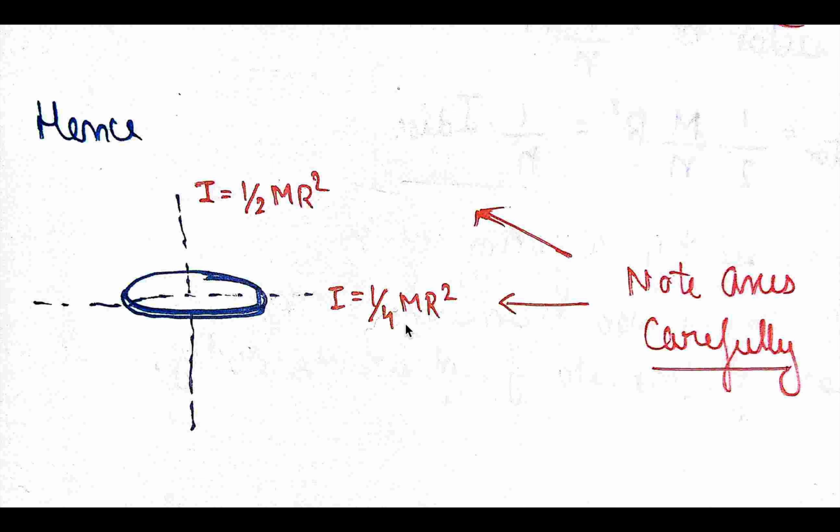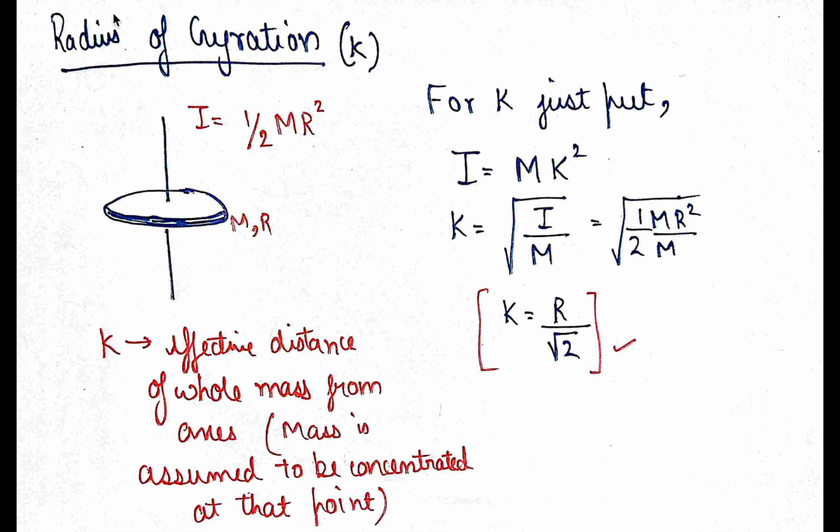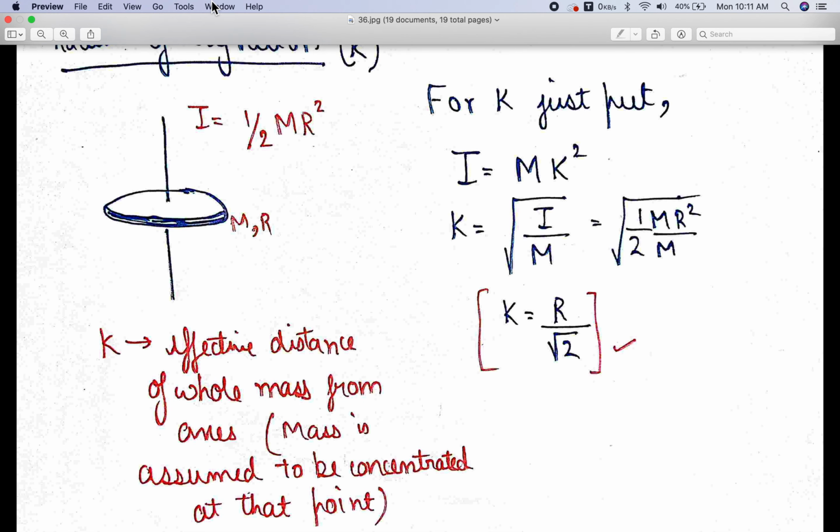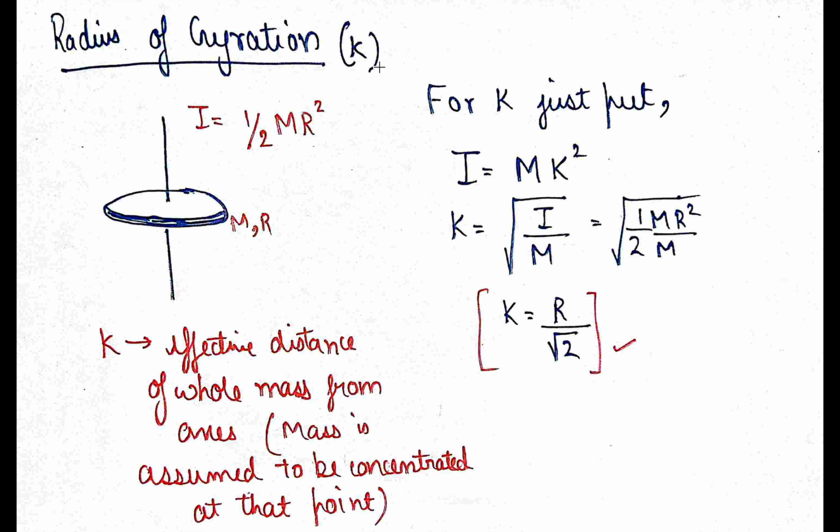Now another term that comes frequently in the moment of inertia is the radius of gyration, which is represented by k. Now what is k? That is very, very simple. Moment of inertia about the disk, you know, that is half mr square. Now for k you just have to put I equals mk square. That is, k is the effective distance of the whole mass from the axis, or the mass is assumed to be concentrated at that point.